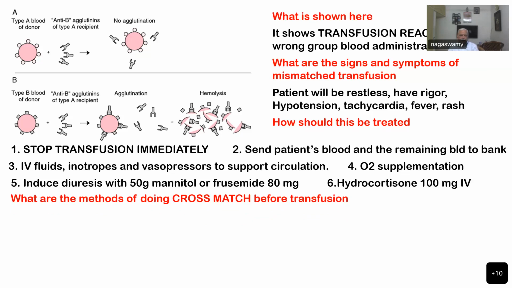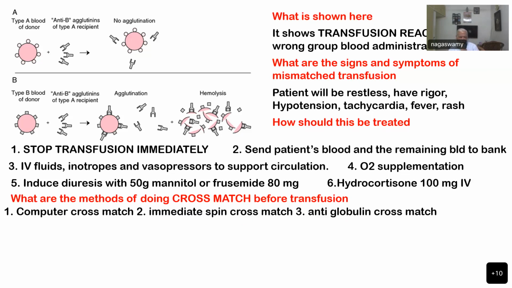This is a knowledge which we have to possess as anesthesiologists. We are the ones who use the maximum blood transfusion in any hospital. So we must know how the cross-match is done. There are three methods. One is computer cross-match. Nowadays, that is the most commonly done. Then the other thing is called immediate spin cross match and anti-globulin cross match. So these are the three methods by which cross match is done.